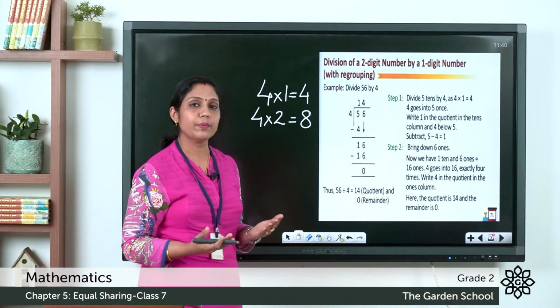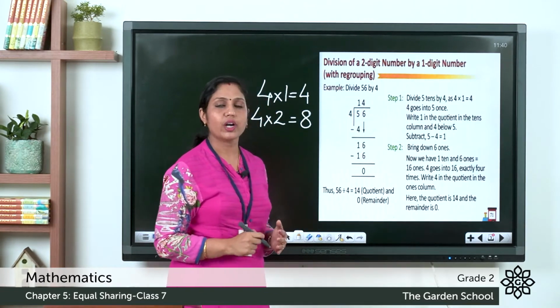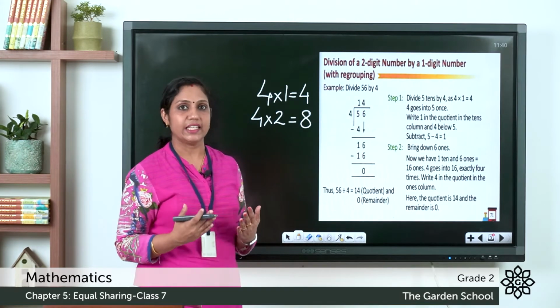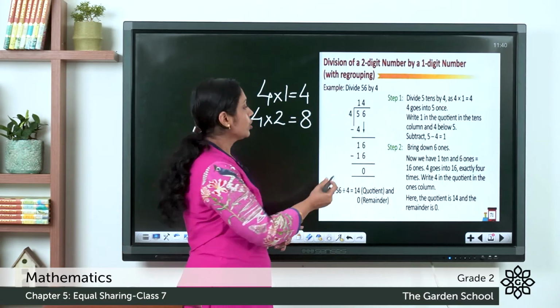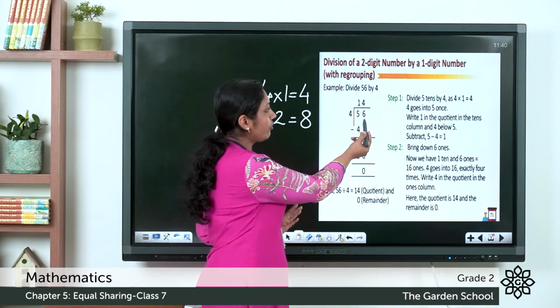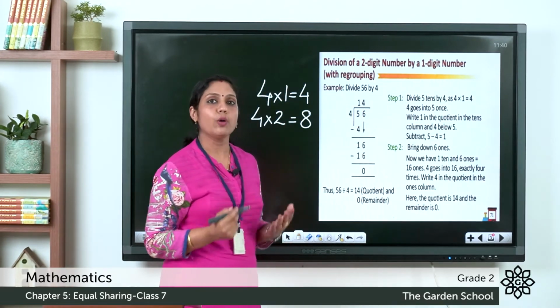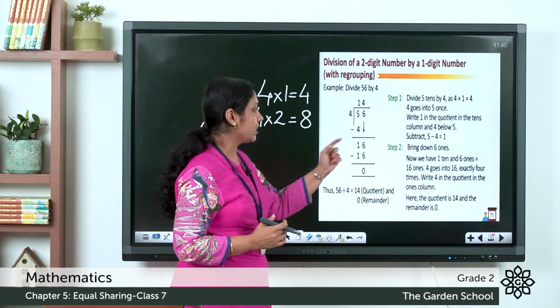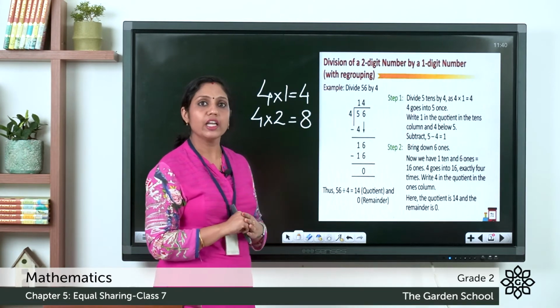And what is the next step? The next step is to subtract. So 5 minus 4. How much is 5 minus 4? It is 1. So write that 1 under 4 itself. So we got the number 1. Next, we have one more number left. So what do we have to do? We need to bring the 6 down also. Now how much did we get? We have got 16.